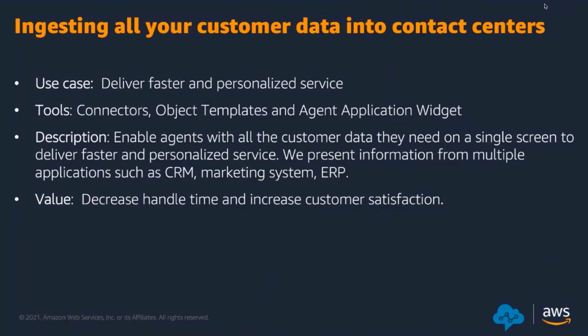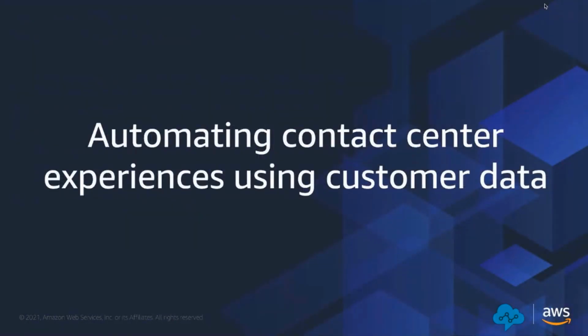To summarize what we just went through, we did a walkthrough on how you can ingest your customer data into Amazon Connect from 2 different data sources. We used the out-of-the-box connectors, object type mapping, and the out-of-the-box agent application widget. Using these tools, we can provide a more personalized experience for the customer. In the next section, I'll show you how to use the data we ingested to create automation.